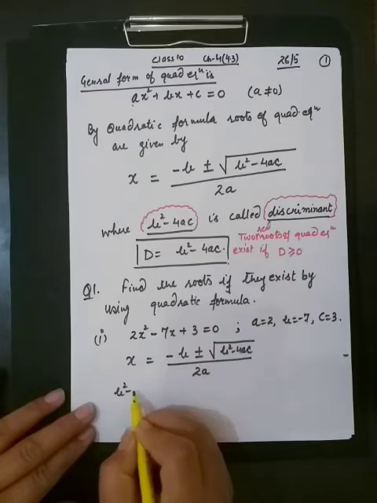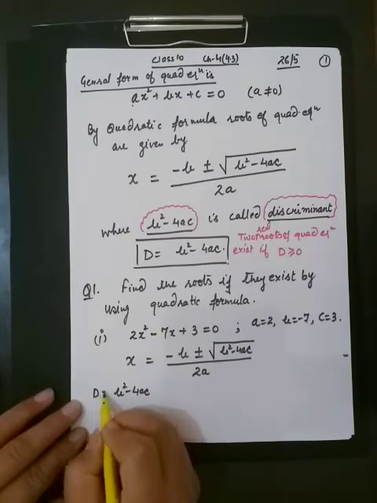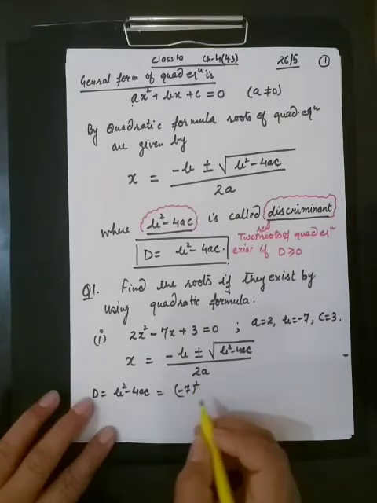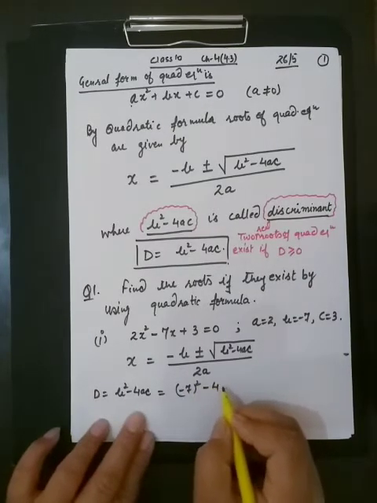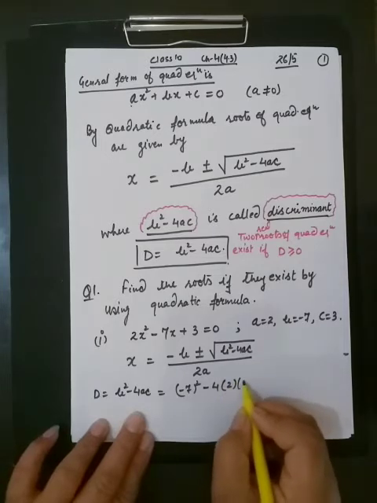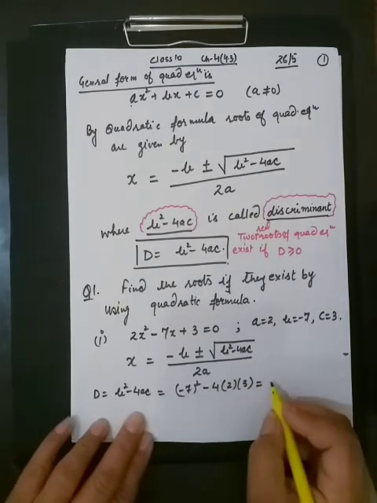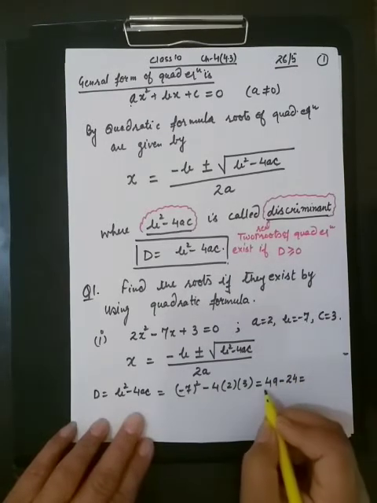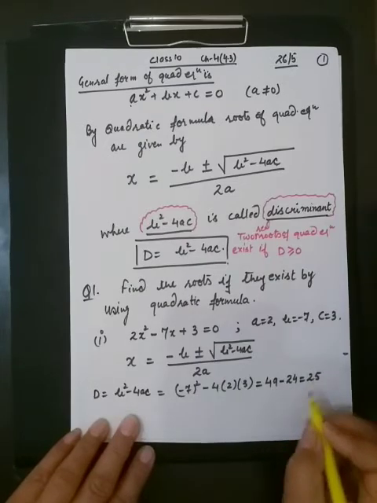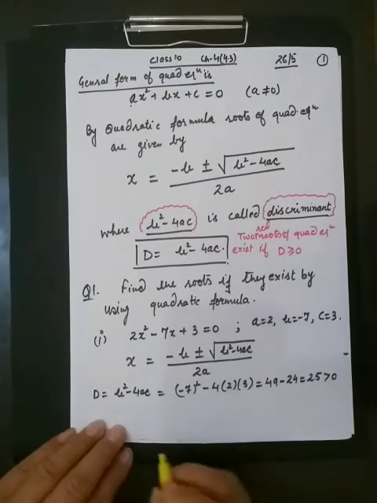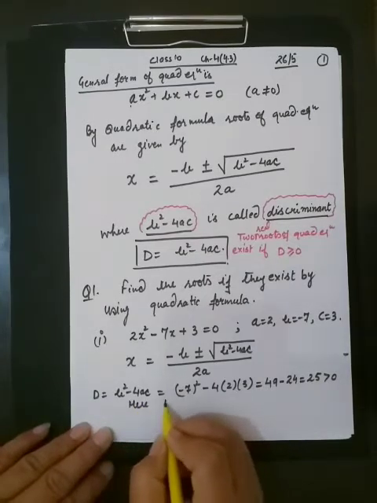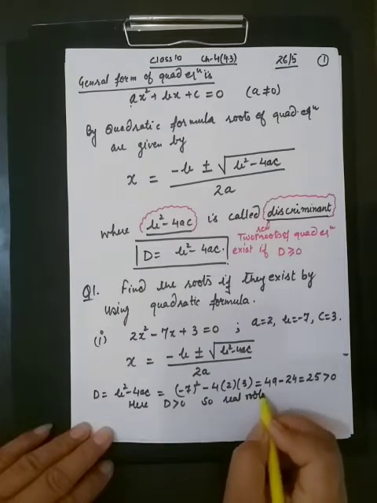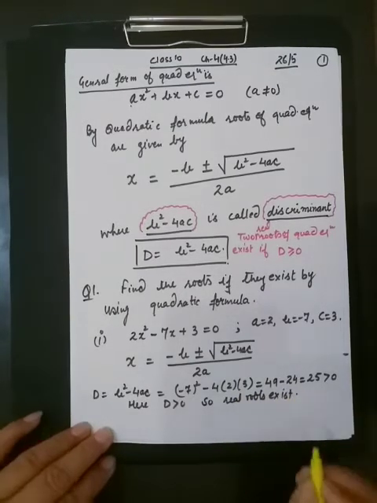Here I am going to find the discriminant, that is b square minus 4ac. Now b is minus 7, so we can write minus 7 square. 4 into a is 2 and c is 3. Now when I solve it I will get 49 minus 24, and 49 minus 24 is 25, and this value is greater than 0. Here D is greater than 0, so real roots exist. Now we have to find them.